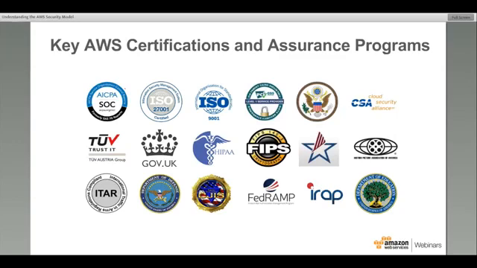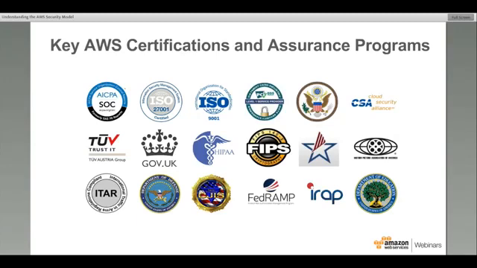We are an accredited PCI DSS Level 1 service provider, and we have many customers running PCI workloads on AWS. We also have customers that run HIPAA workloads. So if you have a requirement for managing healthcare in the United States, you can actually sign a business associate agreement with AWS and be fully compliant.